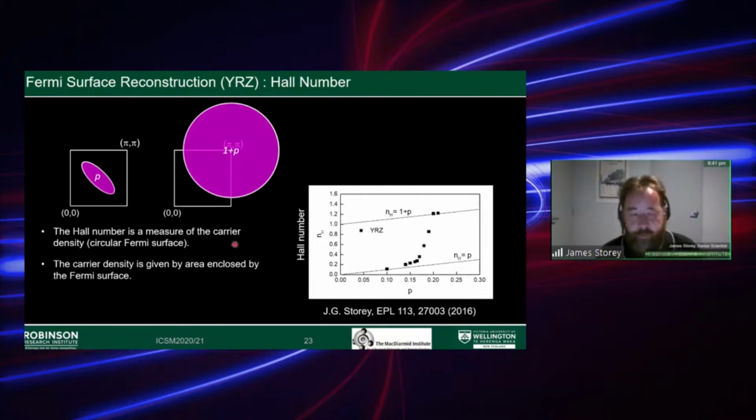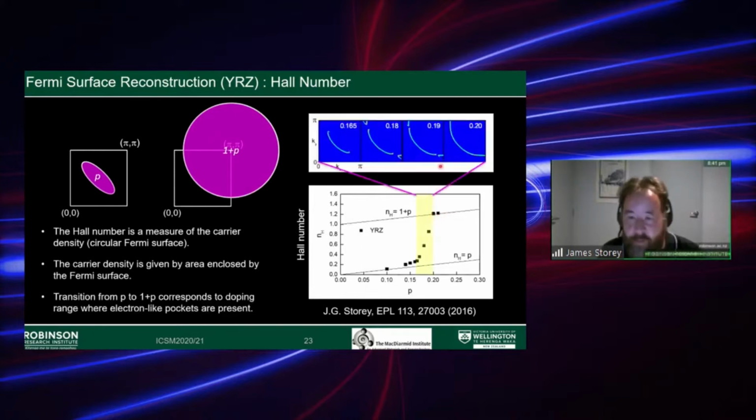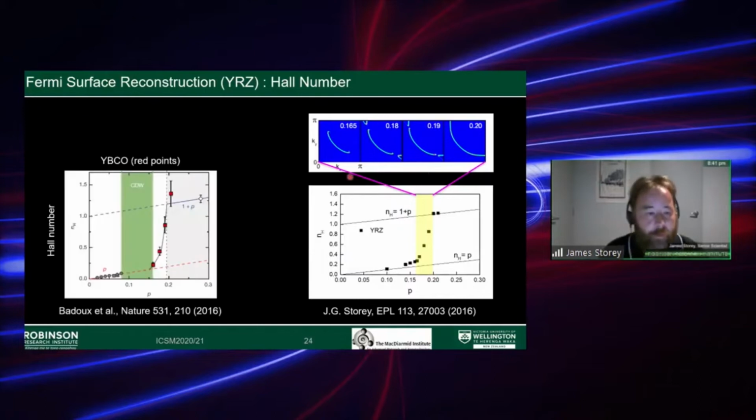If we calculate the Hall number from this Fermi surface reconstruction, we can see that the Hall number transitions from 1 plus p down to p, and it is accompanied by this transition region here, which corresponds to the dopings where the electron-like pockets are present. So in the same year I did this work, these nice high field measurements were done by Louis Taillefer's group, and high field experiments are really proving to be a great way to expose underlying normal state behavior. And as you can see, they reported a very similar transition in the Hall number. If you overlay those data points, there's almost an exact match. And this to me is the best support yet that the pseudogap arises from some sort of reconstruction like this.